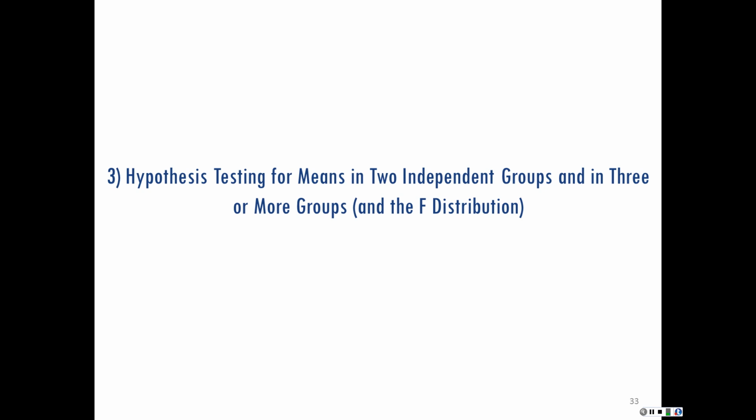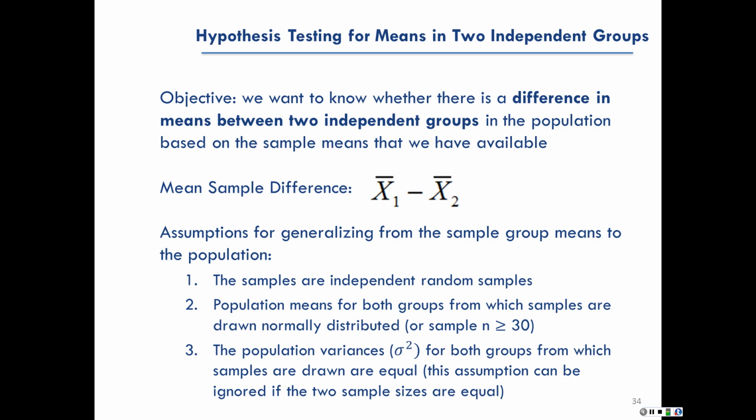Now in this third lecture, I'm going to continue talking about hypothesis testing, but now we're going to talk about testing for the difference in means in two independent groups, and then also in 3 or more groups, and that will be using the F distribution and a procedure referred to as ANOVA. So let's talk about hypothesis testing for means in 2 independent groups.